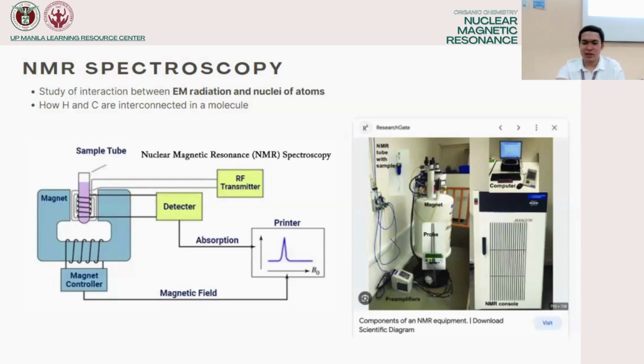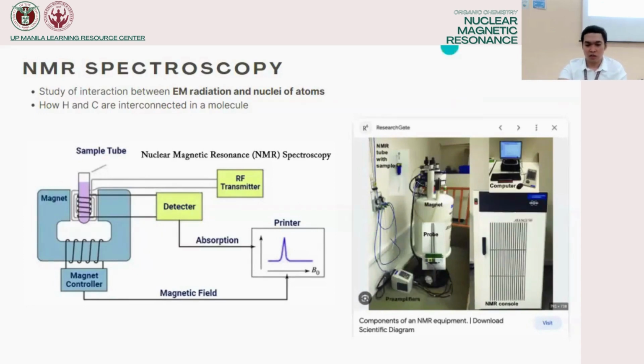Quick, no? Just to summarize what we discussed earlier: you need energy from your radio waves to flip your alpha spin to beta spin. Once it flips to beta spin, it has energy, and then you remove that energy from your beta spin. It will be released, and that is what NMR records. Okay? So let's now go to the NMR.